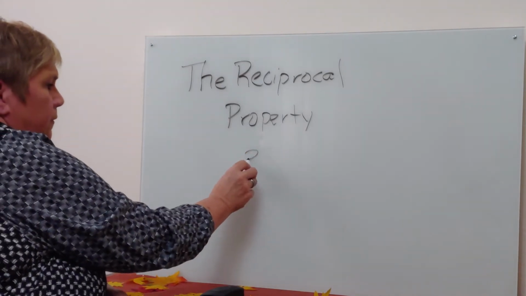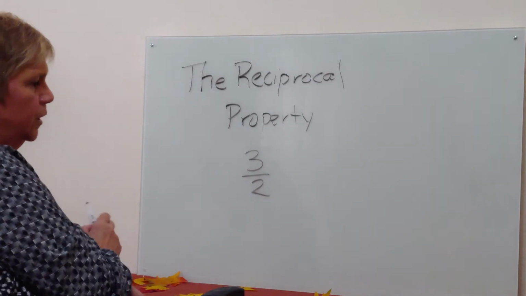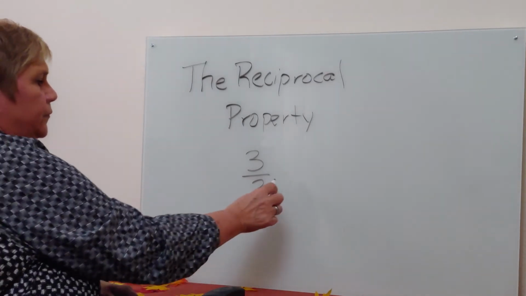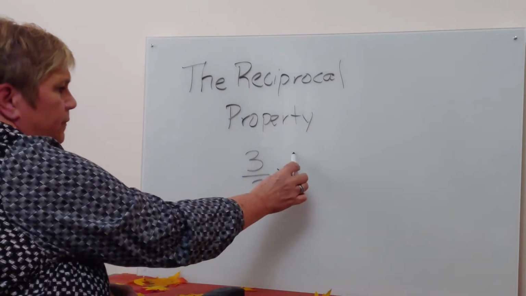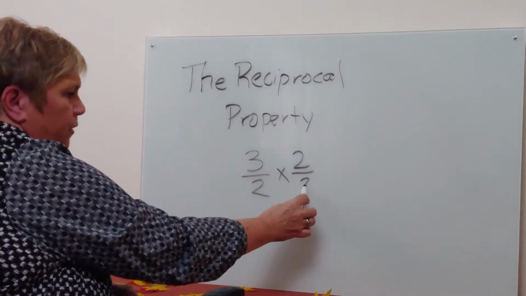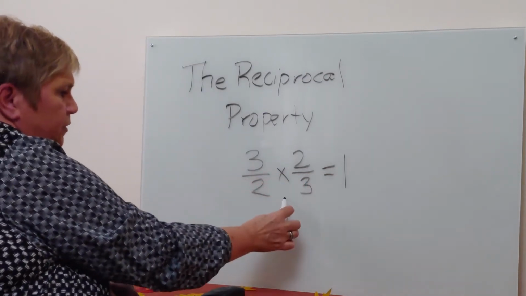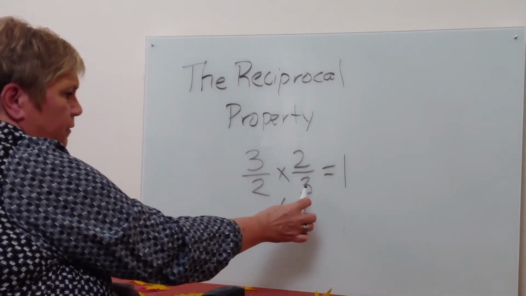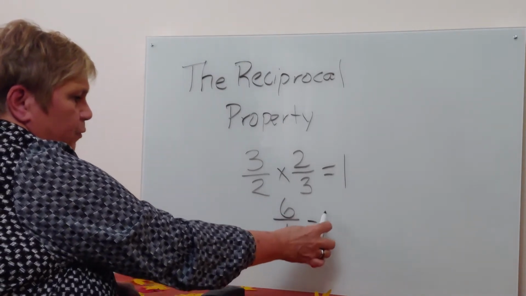How about 3 over 2? What number would you multiply that by to get 1? Again, we're talking about opposites. Let's look, what would the opposite of this be? 2 over 3. So when I multiply 3 times 2, I get 6. 2 times 3, I get 6. 6 over 6 equals 1.